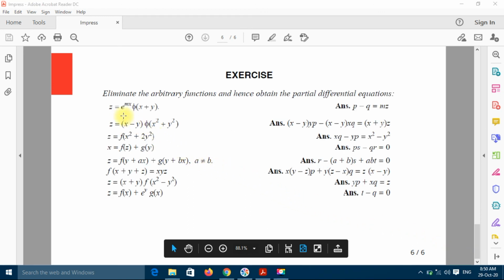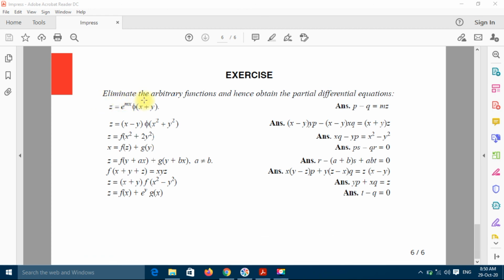Now these are some exercises for you to eliminate arbitrary functions and hence obtain the partial differential equation. These are the functions, these are the questions, and these are their corresponding answers.